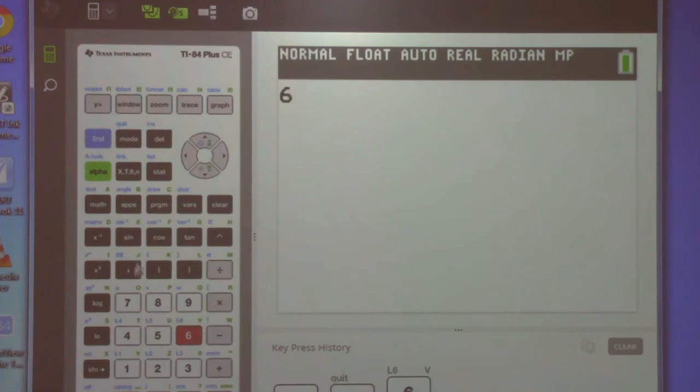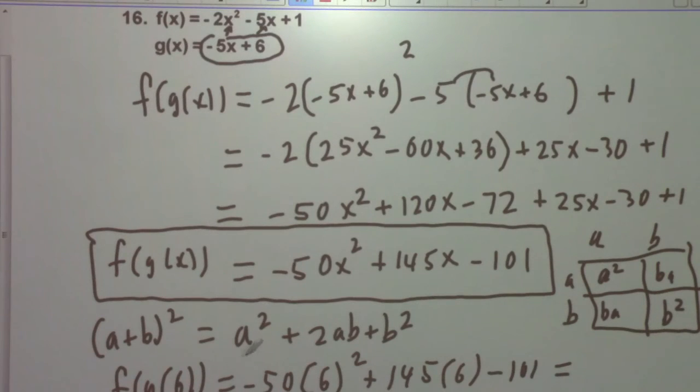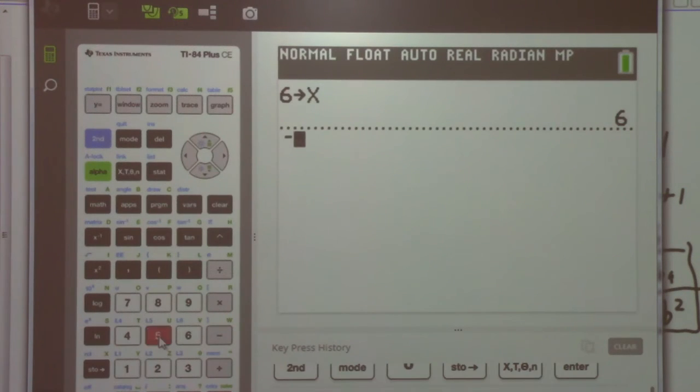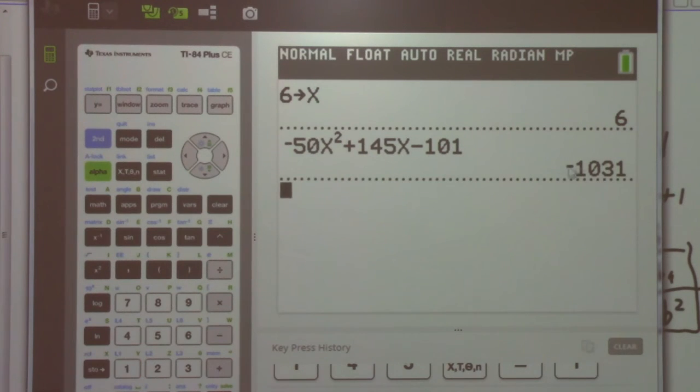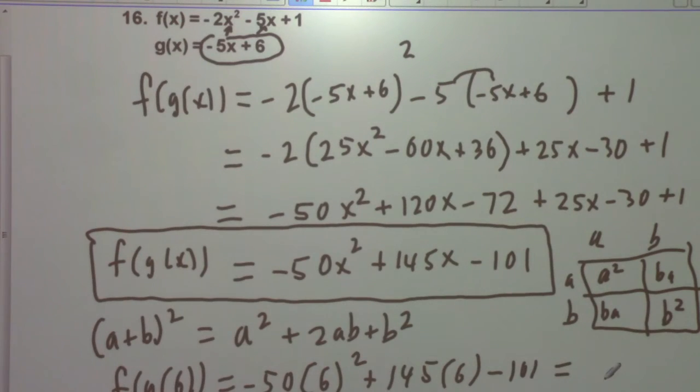But if you put 6 into storage x, okay, and then you stored, and you go over here, you can put in negative 50x squared plus 145x minus 101, right? So you get negative 50x squared, was it plus 145x? Is that what it was? Yeah, minus 101. So this would be our answer for that one. Negative 1,031.